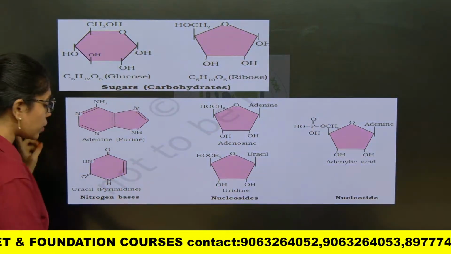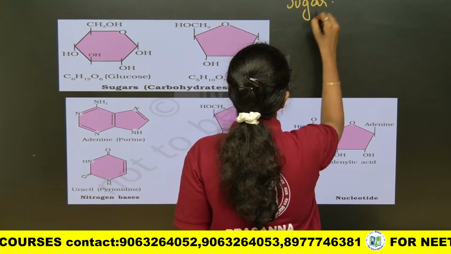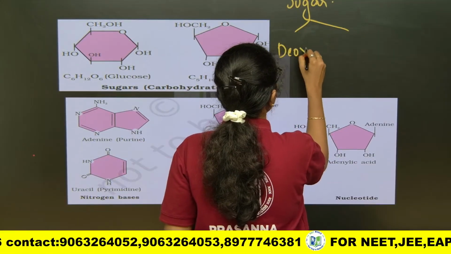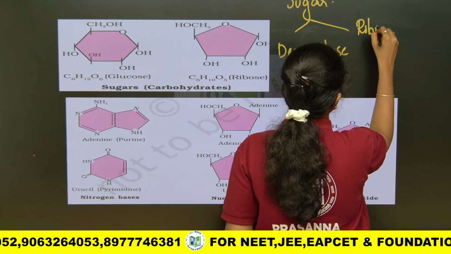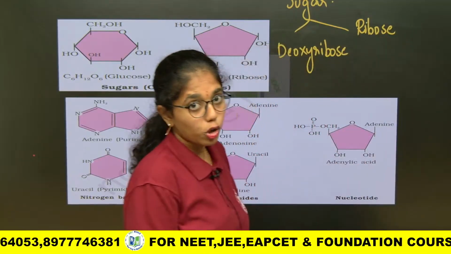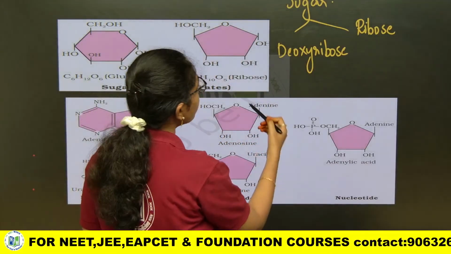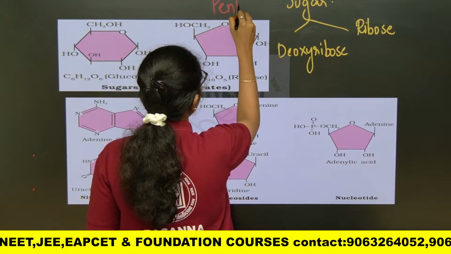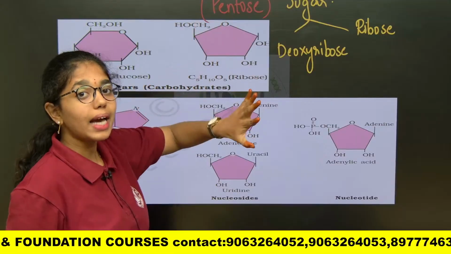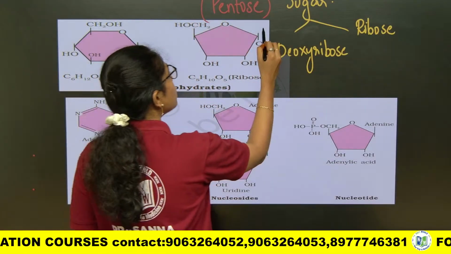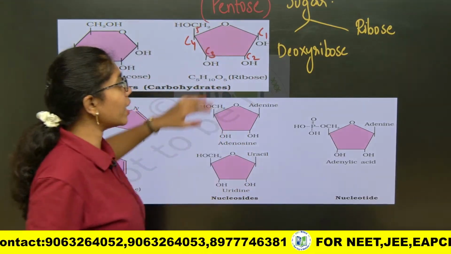So here first you look into the sugar, okay. Sugar can be deoxyribose or ribose sugar. Both ribose and deoxyribose are pentose sugars only, wherein it is having how many carbons? 5 carbons in total. So yes, you have here C1, C2, C3, C4 and C5. In total it is having 5 carbons.